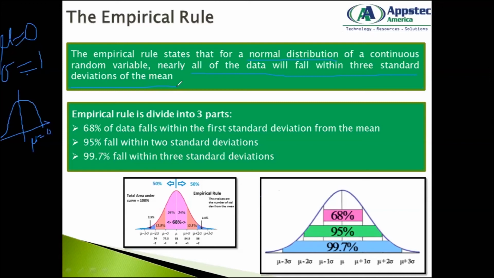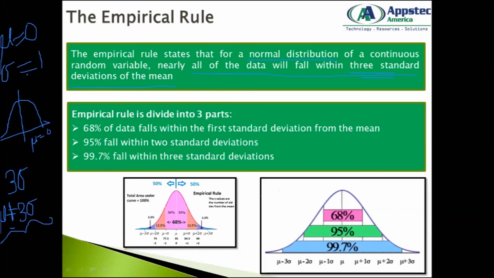As per the empirical rule, if your data is normally distributed with mu equal to 0, sigma equal to 1, and the data is bell shaped, then in terms of the dispersion of the data, the majority of your data would lie within a maximum of 3 standard deviations. That means 3 sigma. So I can have mu plus minus 3 sigma, which will cover the majority of the data.